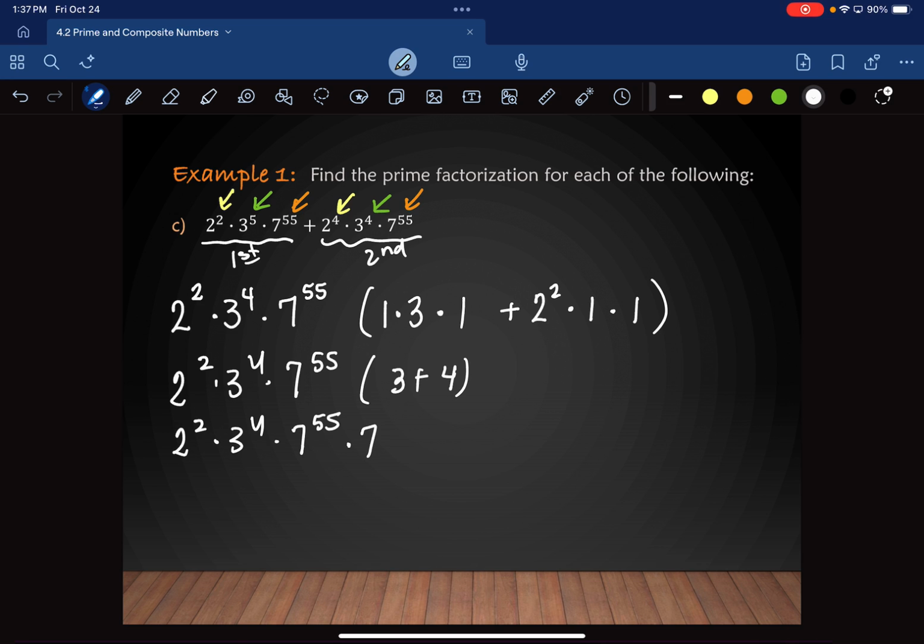But at this point, while it's prime factored, it's still not simplified because there's a 7 that I just got and a 7 to the 55 in front of it. So those can be combined. This is 2 squared, 3 to the 4th. How many 7's are there? 56.